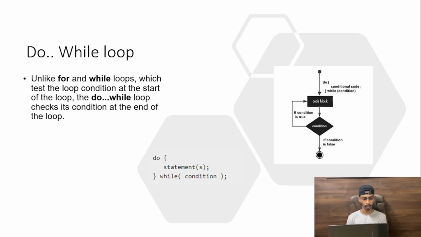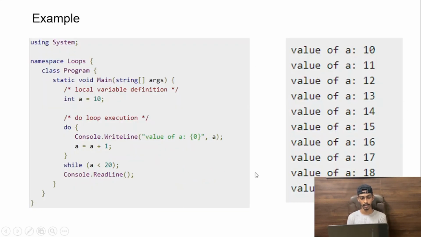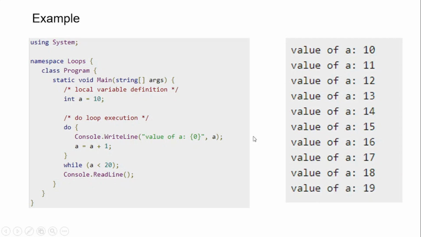So the example for a do while loop is, we have again an int variable a with value 10. Inside the do, we have the Console.WriteLine which will print the value of a, which is initially 10. Then it is incremented. Then outside that we have the while condition which will check whether the value of a is less than 20. Yes, it is. Then the do while will be executed again.